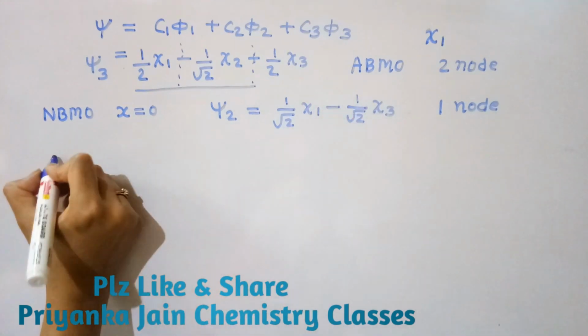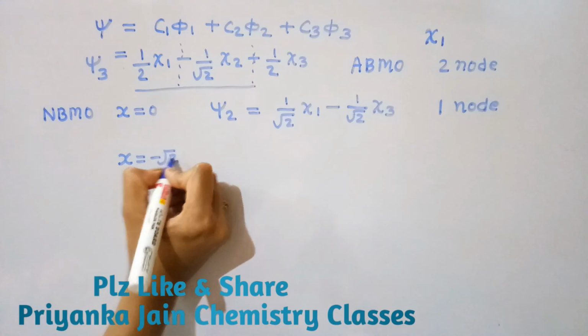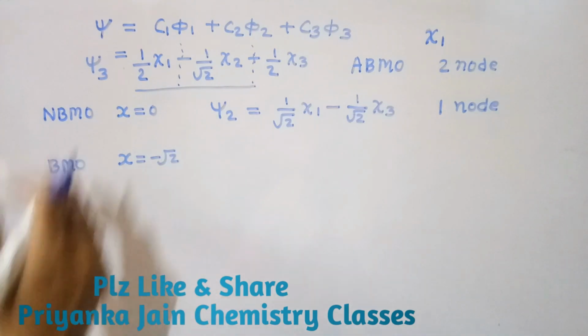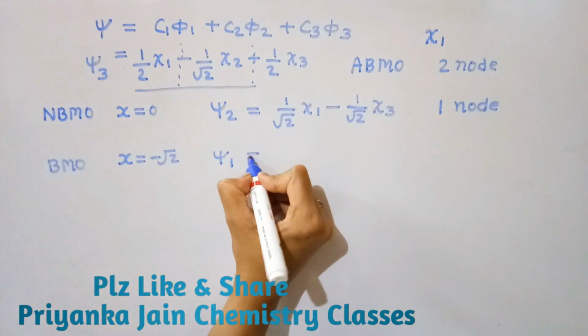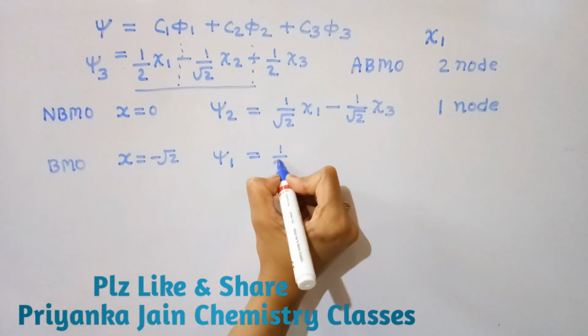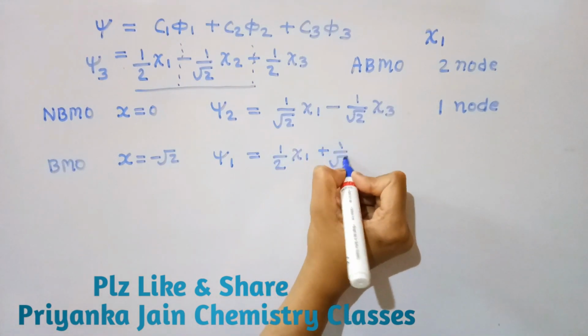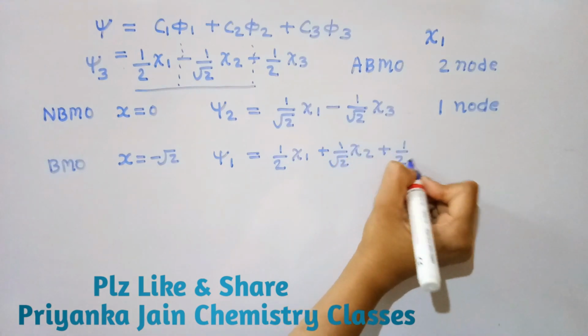Similarly, when we put the value of x equal to minus root 2, we get the wave function for the bonding molecular orbital. You can do it in a similar manner as I have done. So you will get a wave function in this manner: 1 by 2 chi1 plus 1 by root 2 chi2 plus 1 by 2 chi3.